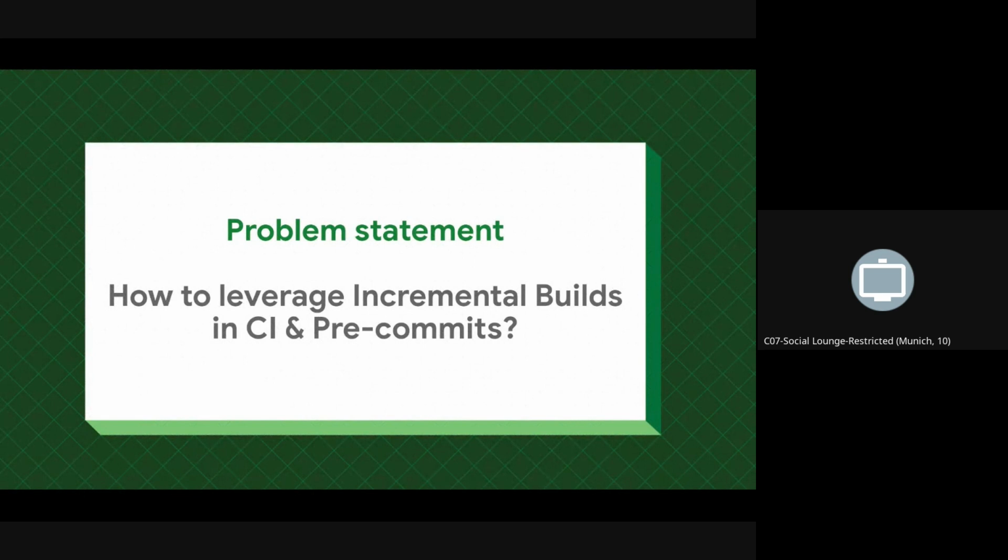So the problem statement is, how do we leverage incremental builds in CI and per commits? I'm sure most of you would be familiar, but for those who aren't: a clean build is where you build everything from scratch, whereas incremental builds reuse already built artifacts or already completed actions. In the case of Bazel, you also often reuse the running Bazel server process. These two things make incremental builds faster.